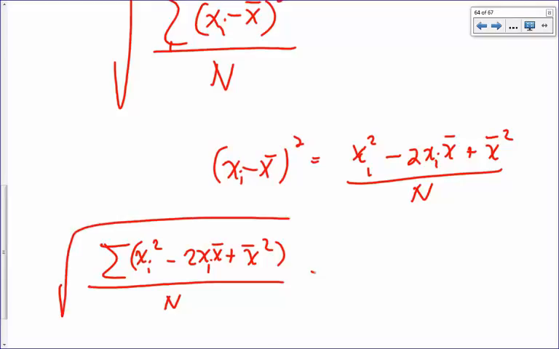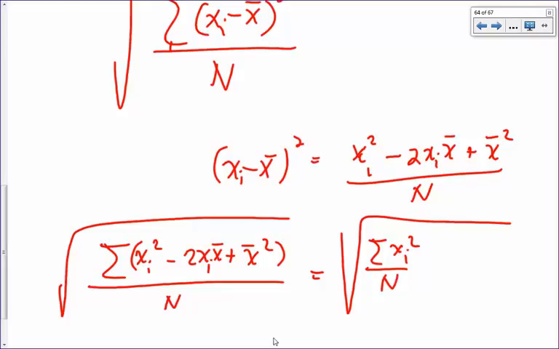Okay, we're going to split it up. So this first term is the sum of x_i squared over n. What is that? That's just the average value of the x_i squareds, right?